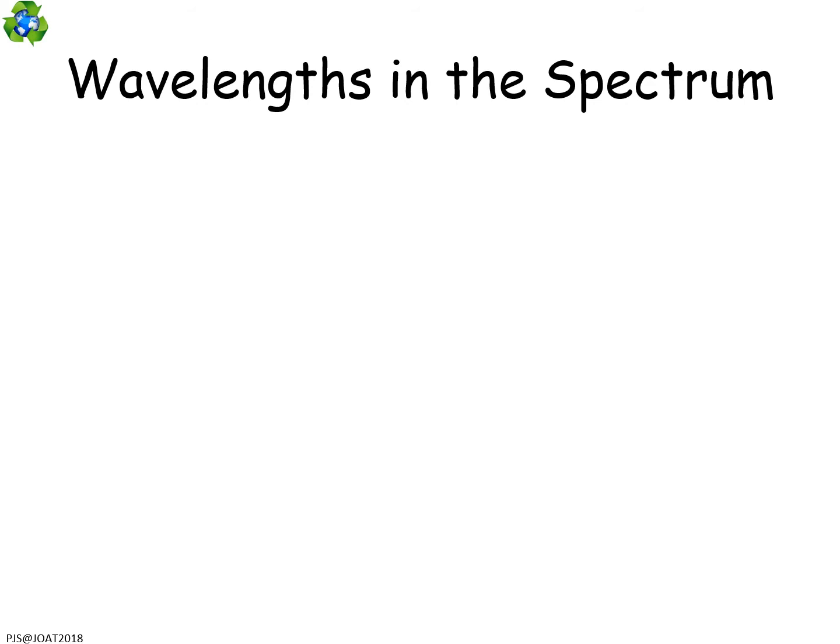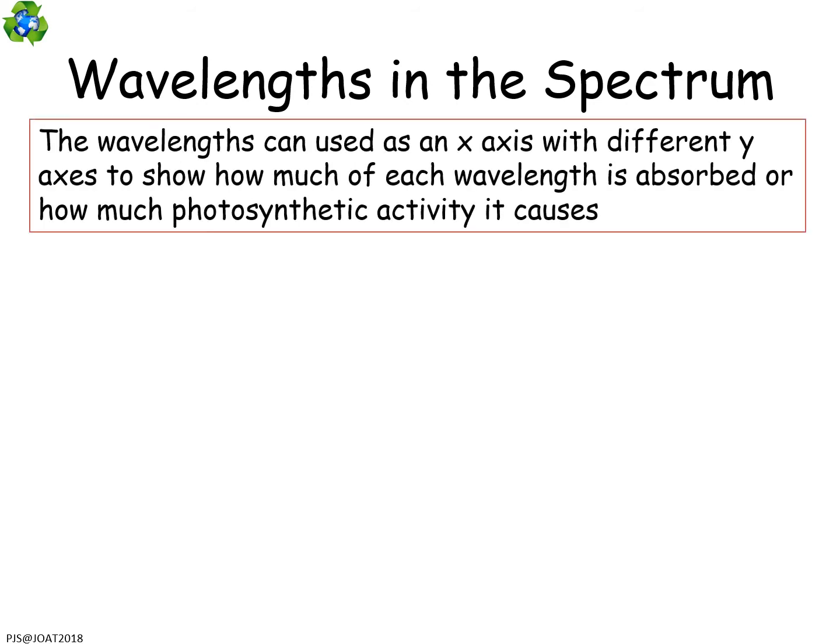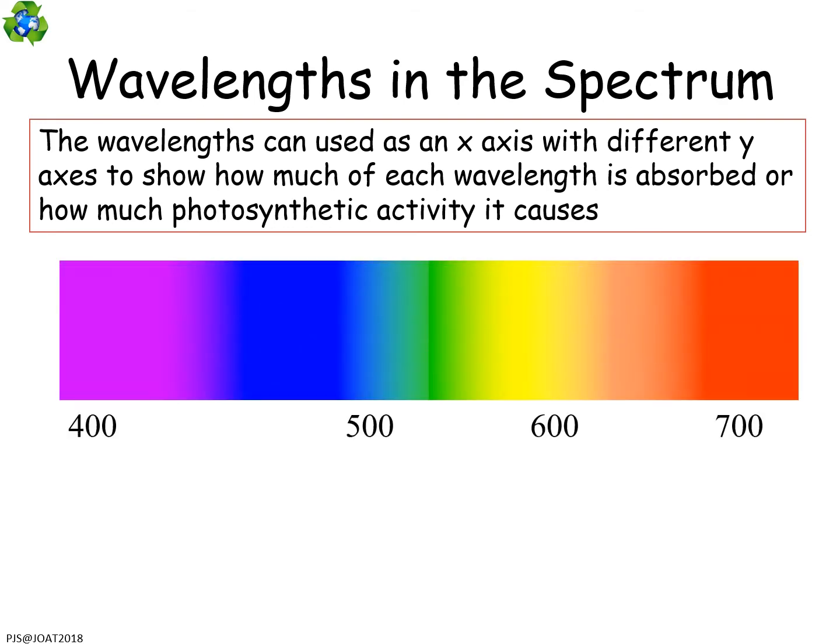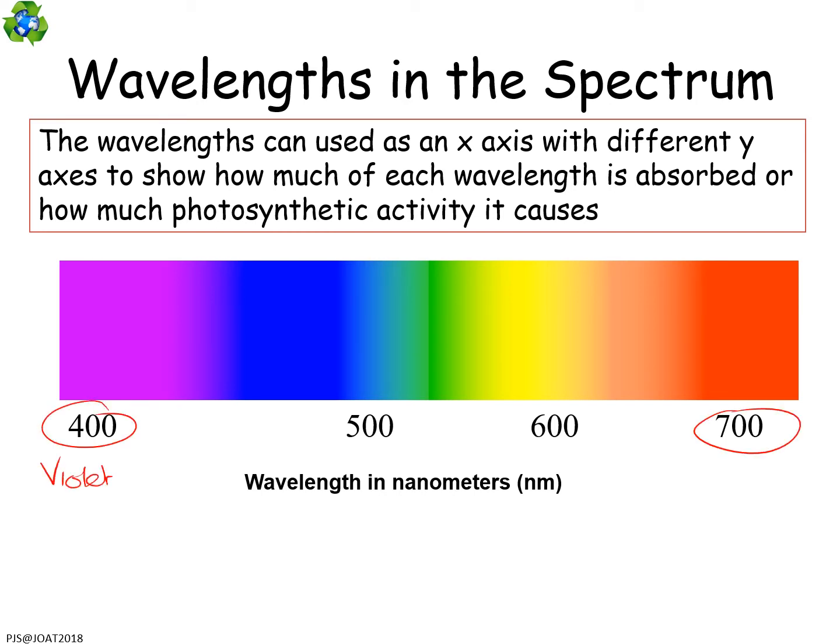So if we're going to look at the wavelengths, what we tend to do is to put them into a spectrum that we can measure. So we can look at it lots of different ways, and here's a spectrum with all the colours in it, and you need to know roughly these two numbers. So you need to know roughly 400 to 700 nanometers, and you need to know that this is the violet end and this is the red end. Okay.